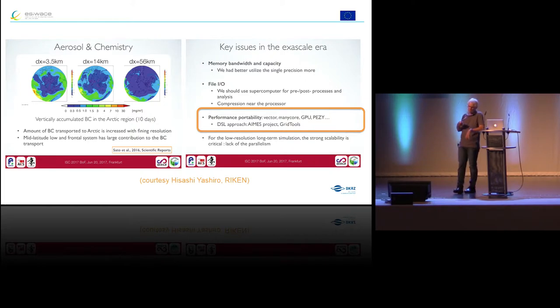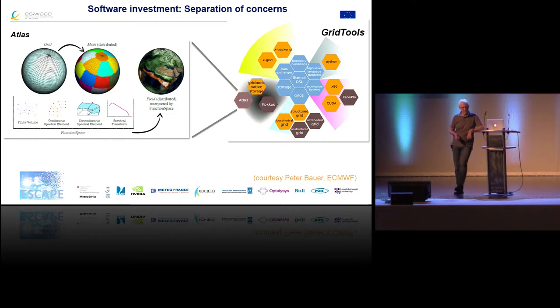So again, more of the same wouldn't work here. We need some ideas like DSLs, or things which have been heavily discussed in the previous mini symposia, for instance on weather and climate here as well. So new ideas, refactoring the codes, we start developing new codes.